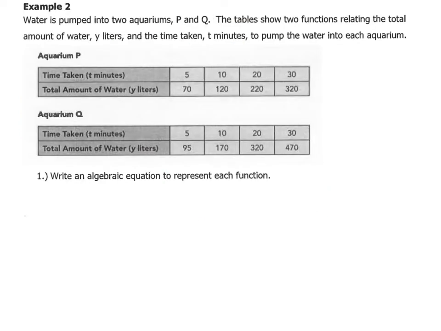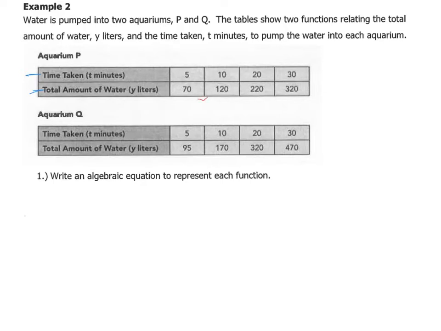Well, water is pumped into 2 aquariums, P and Q, so we have both of those in tables. And we need to look at the amount of water, y liters, and the time taken, t minutes, to pump the water into each aquarium. So remember that when you have a table, the first one listed is always the x, and then the second one listed is always the y. So let's look at the change in y first for aquarium P.